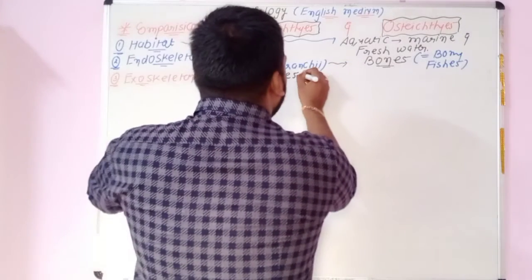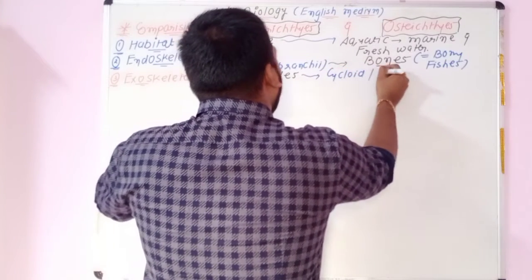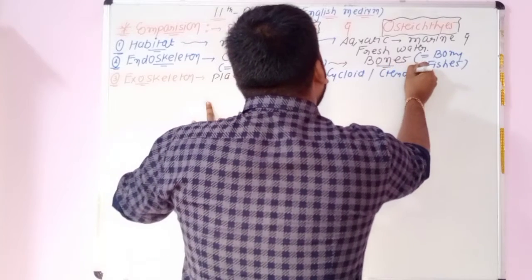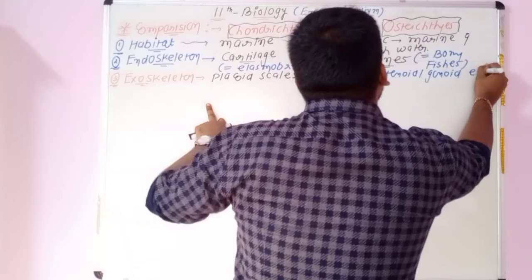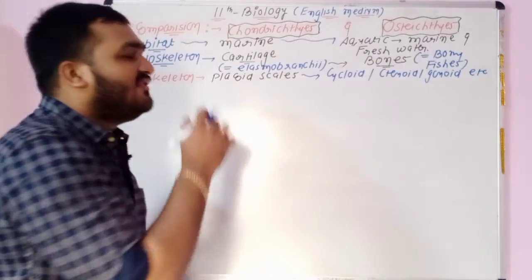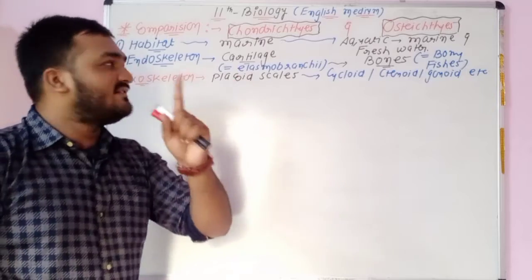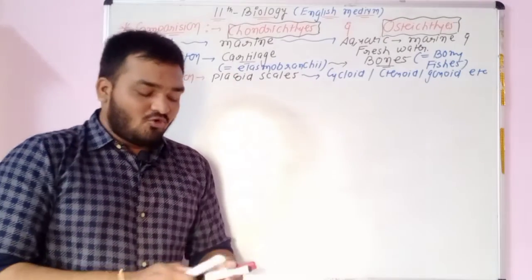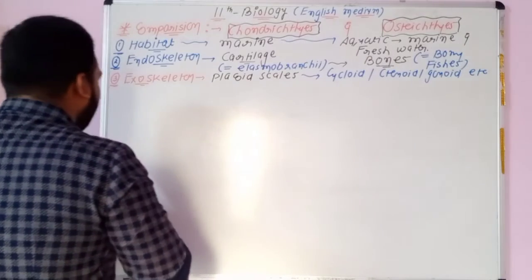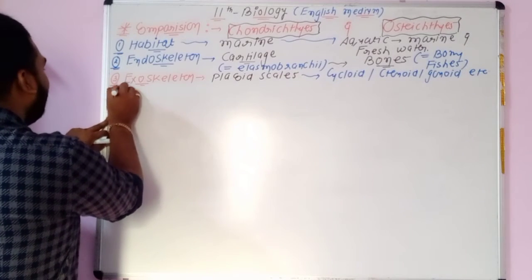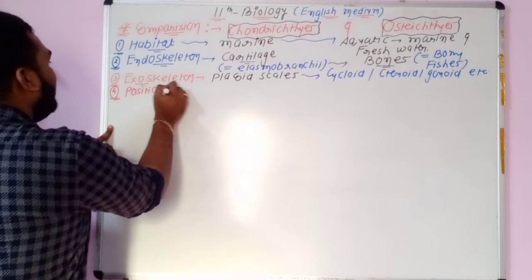We can say that in the case of Osteichthyes, all the remaining types of scales like cycloid, ctenoid, and ganoid are found. But placoid scales are the characteristic of the class Chondrichthyes. Okay, it's all about the exoskeleton.